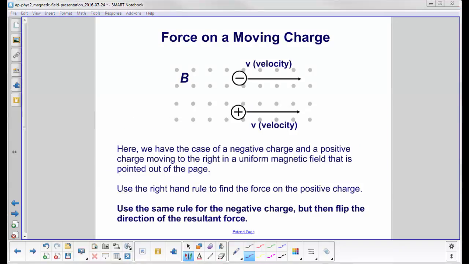Let's look at the problem now without the hand. We have a negative charge moving this way and a positive charge moving this way with the velocity. The magnetic field, if you'll remember, the dots mean it is coming out of the board. Use the right-hand rule to find the force on the positive charge. Then you can use the same rule for the negative charge, but then just flip the direction of the resultant force. So take a second to do that before you go to the next page and see what the answer is.